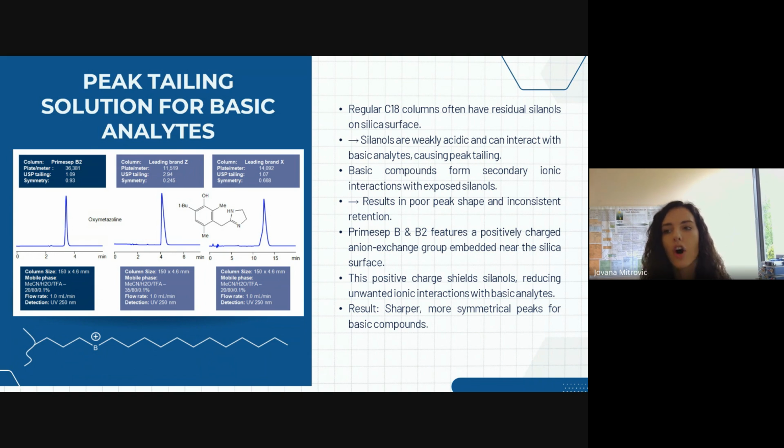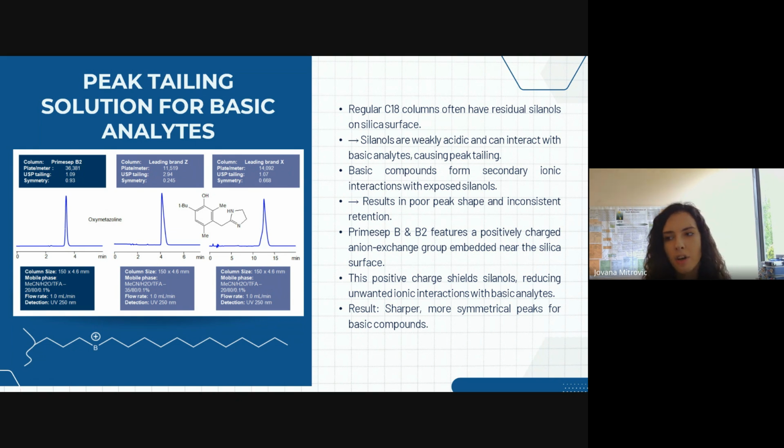Peak tailing is a common issue when analyzing basic compounds on traditional silica-based columns. This occurs because residual silanol groups, those weakly acidic sites on the silica surface, can electrostatically interact with basic analytes, leading to distorted peak shapes and retention variability. PrimeSep B and B2 columns address this problem by embedding a positively charged group near the silica surface.